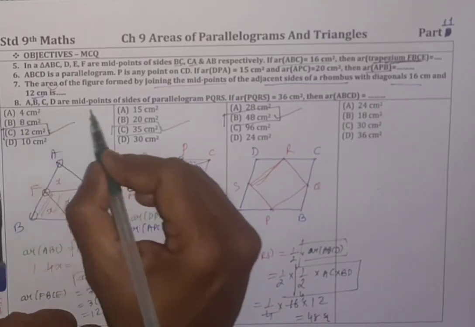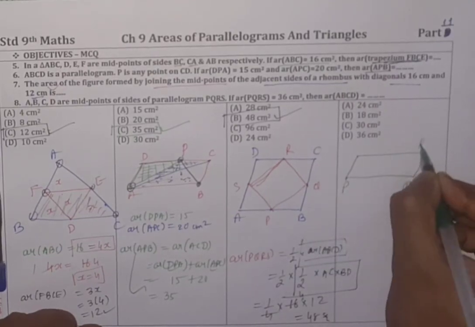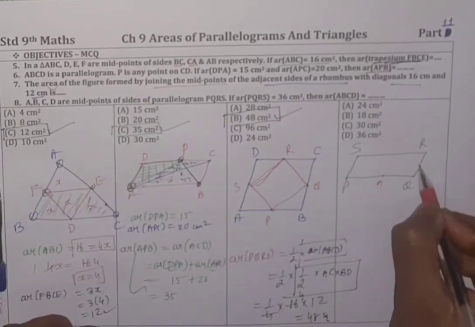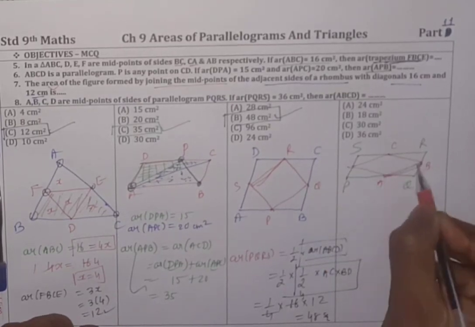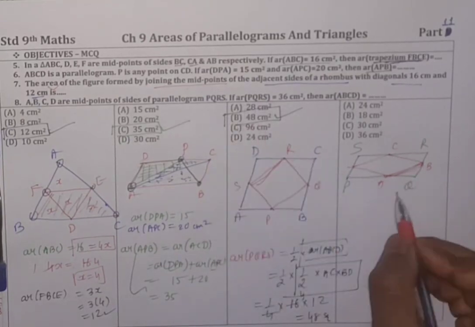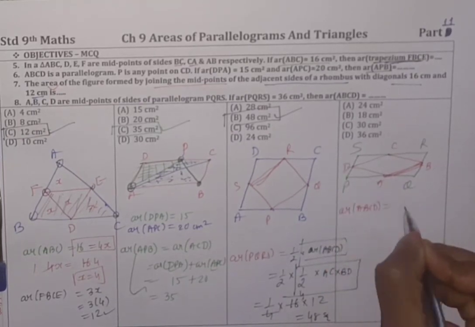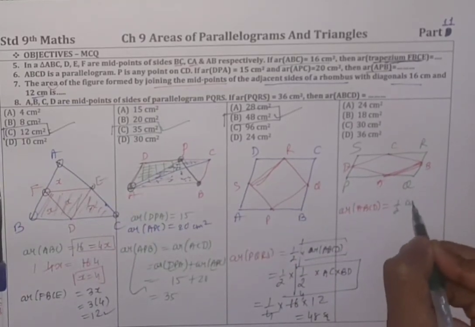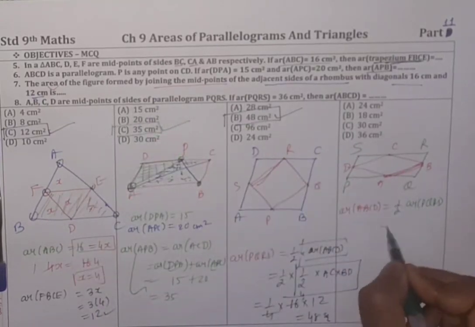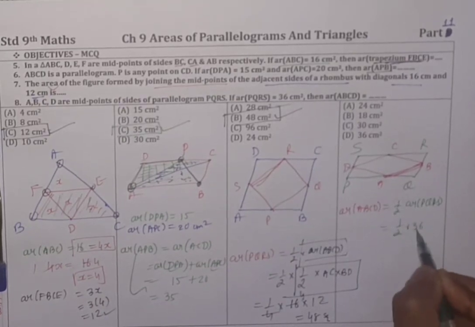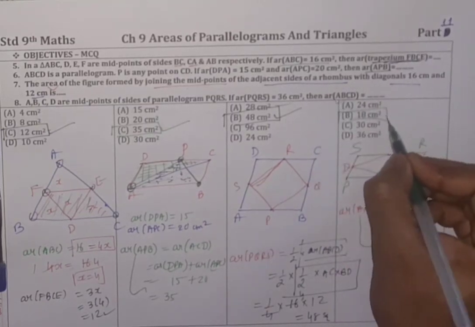Clear? Next, ABCD are midpoints of the sides of parallelogram PQRS. So you have parallelogram PQRS and ABCD are the midpoints respectively. So yes, this is again a parallelogram. Now, the area of parallelogram PQRS is 36. But you know, the area of the red ABCD is half the area of the green PQRS. Now, what is given? If the area of green is 36, then half of 36, 2 ones are 2, 2 nines are 18, so the area of red will be 18 square centimeter.